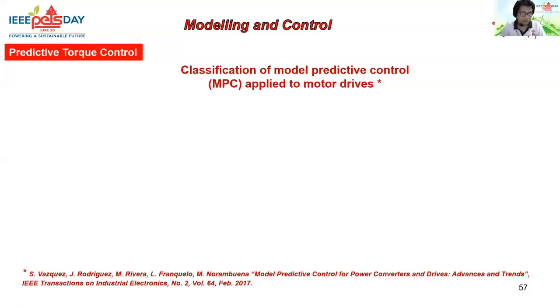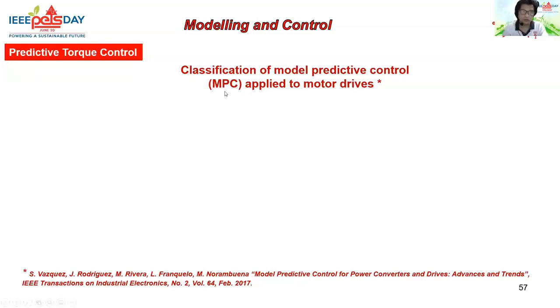But the applications to power electronics only appeared around the 2000s, when fast processors, with the help of FPGA, for example, made it possible for us to apply this MPC in real time to power electronic systems, which have much smaller time constants.